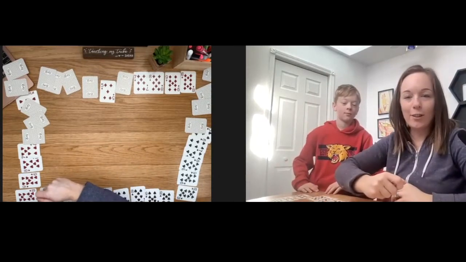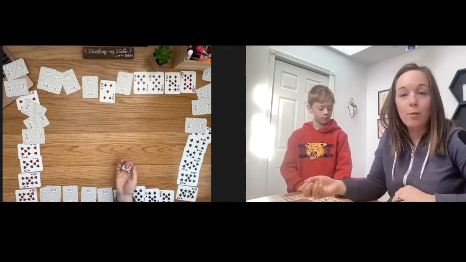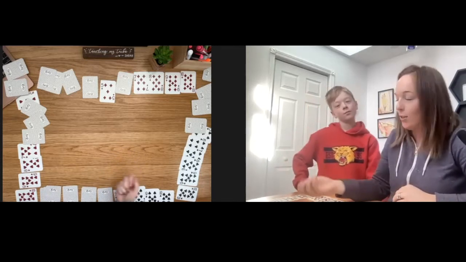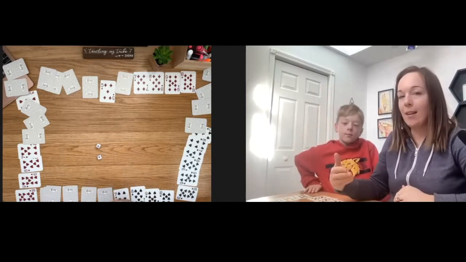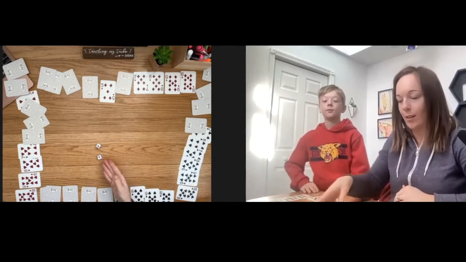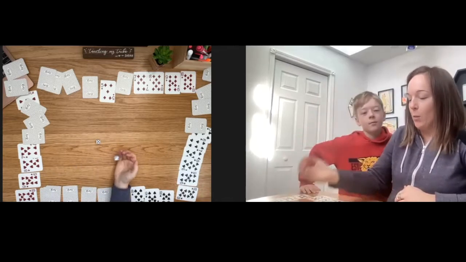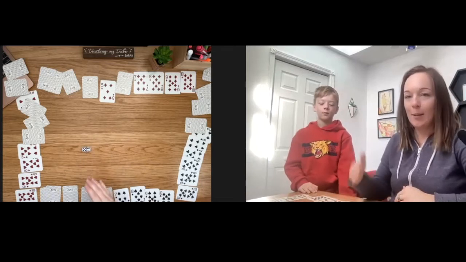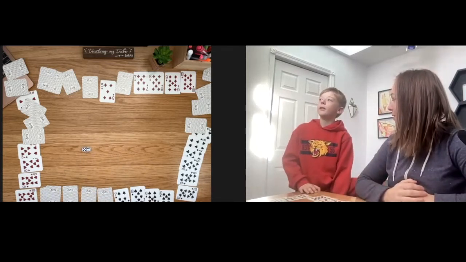Here's another variation you could do. If you have somebody playing with you who wants to practice their multiplication, you could make this a multiplying game. So when you roll, instead of adding them, you could multiply them. I'm going to redo that roll. Let's make sure there's another one in there. Okay, 5 times 6. Do you know what 5 times 6 is? Honestly, I might.